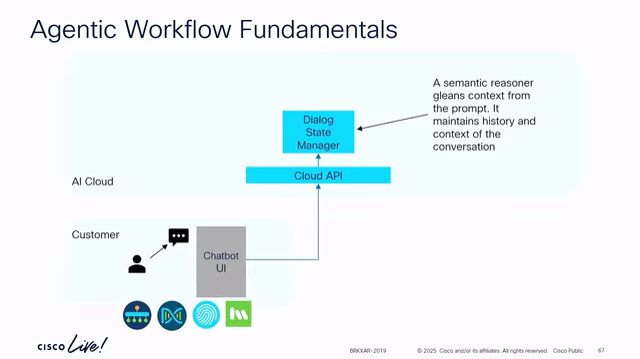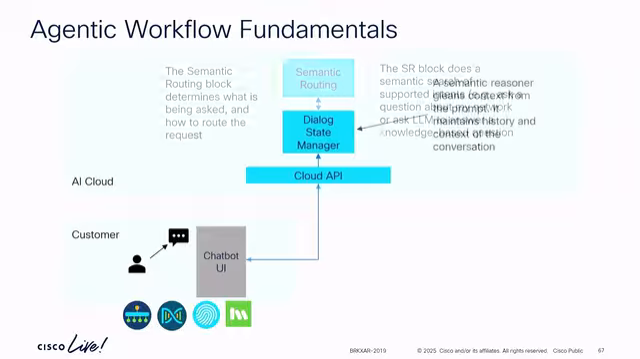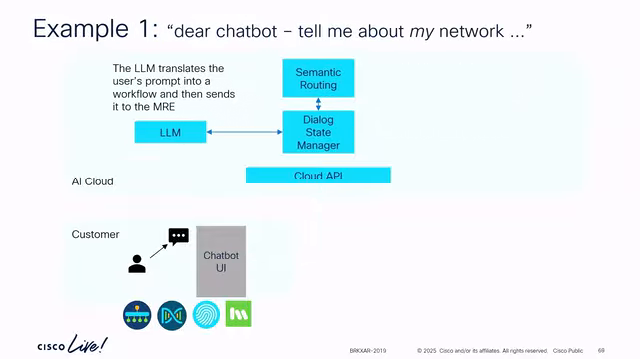First thing we do is we go to the cloud, and through an API, we have to figure out what the question is about. So we go to a dialog state manager. Is this just a knowledge-based question? Is this a question about my network? Is it a question about troubleshooting? The DSM, dialog state manager, figures that out. He says, okay, this is a question, say, about your network.